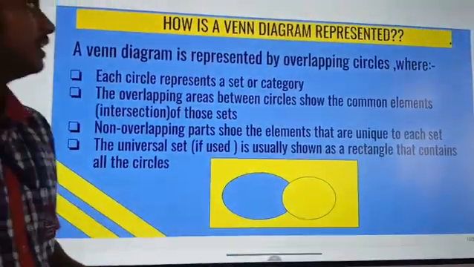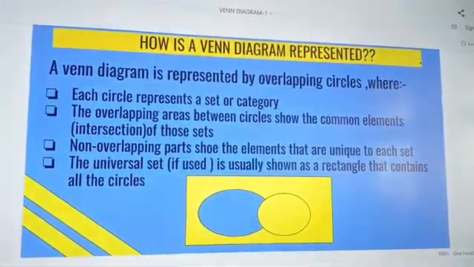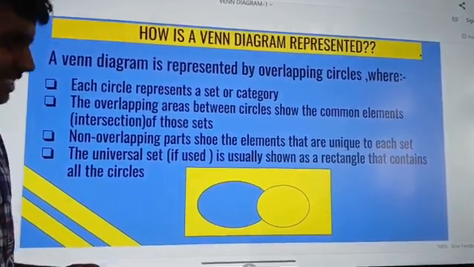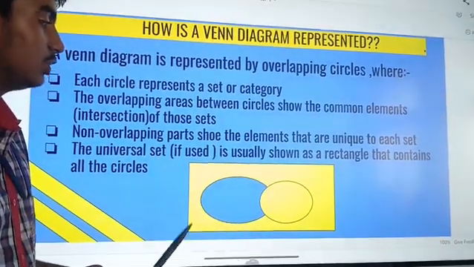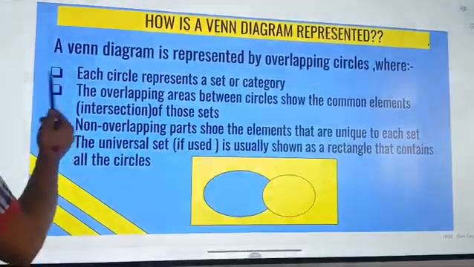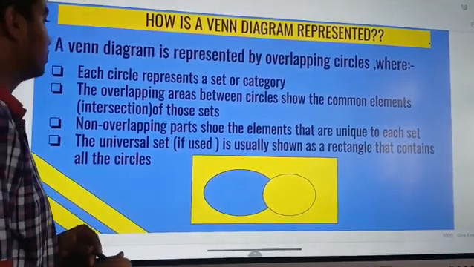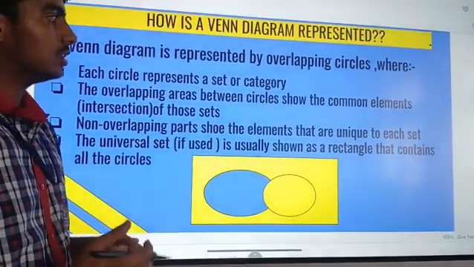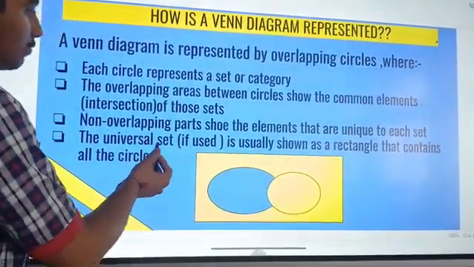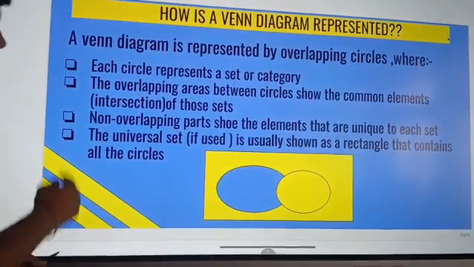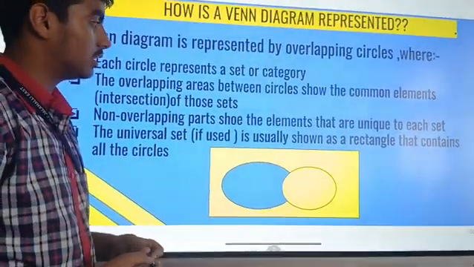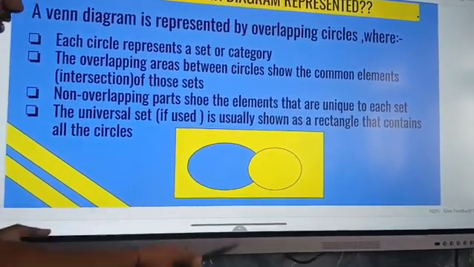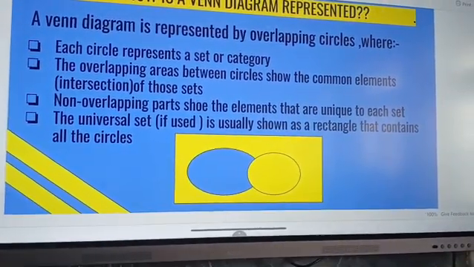How is a Venn diagram represented? We use a rectangle, which actually represents a universal set. In a Venn diagram, it is represented by overlapping circles where each circle represents a set or category. The overlapping areas between circles show the common elements, the intersection of those sets. Non-overlapping parts show the elements that are unique to each set. The universal set, if used, is usually shown as a rectangle that contains all the circles.